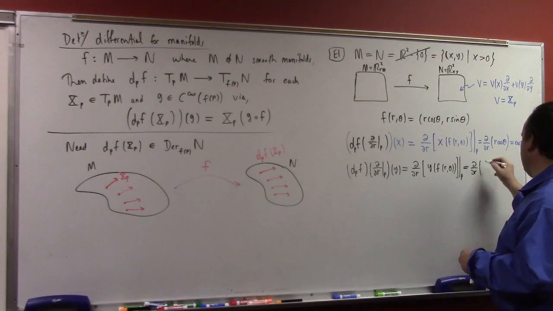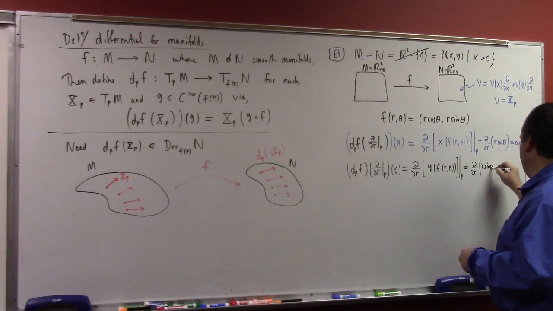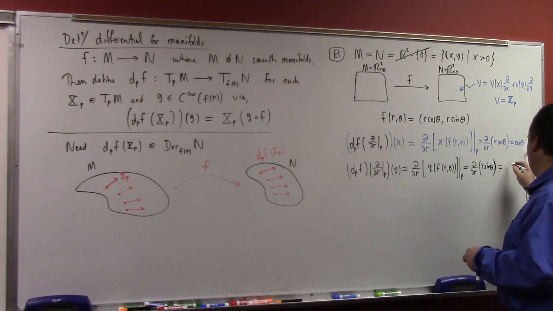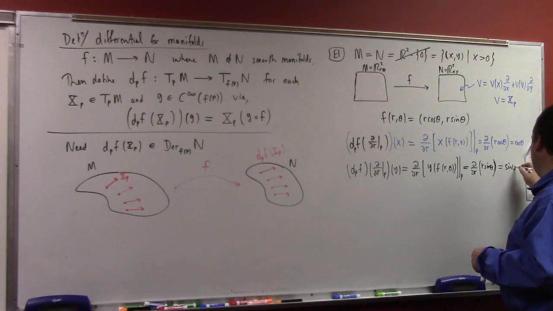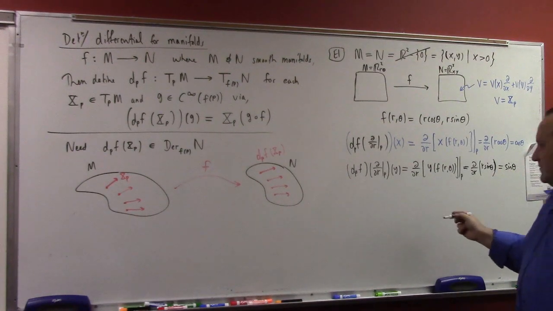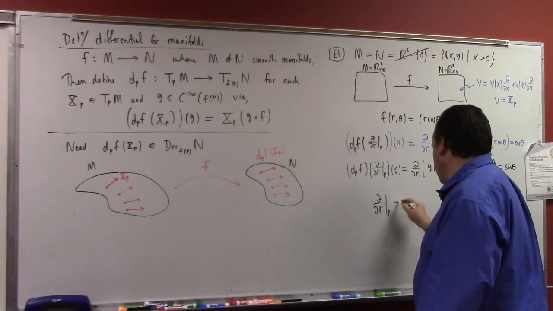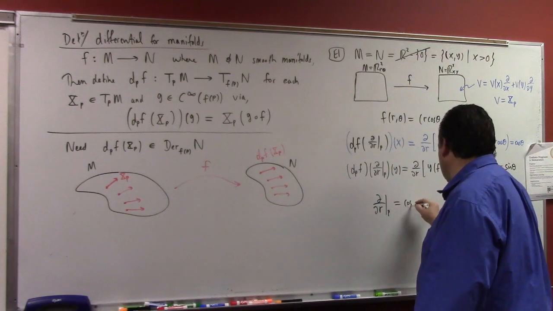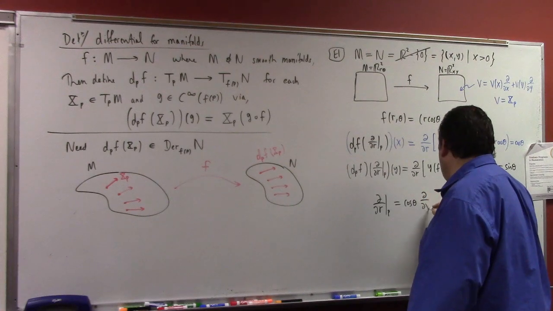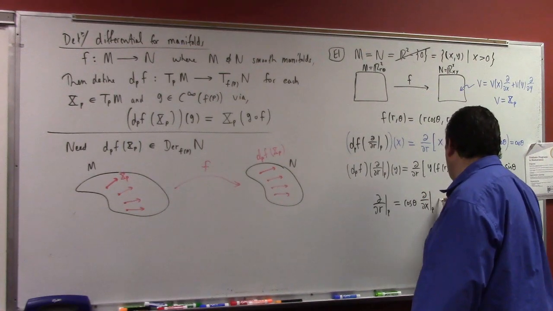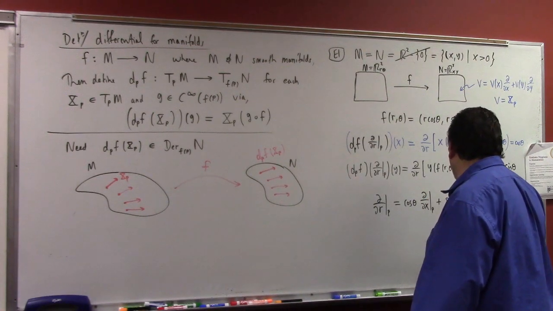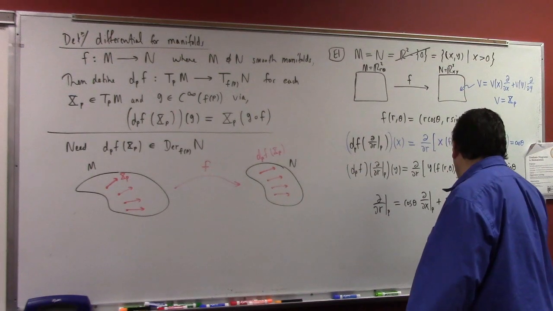Well, y picks off the r sine theta, right? So we get sine theta. So lo and behold, what we have then is partial r at the point P is actually equal to cosine theta partial x at the point P plus sine theta partial y at the point P.